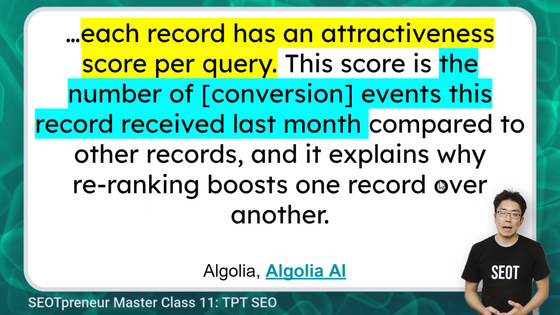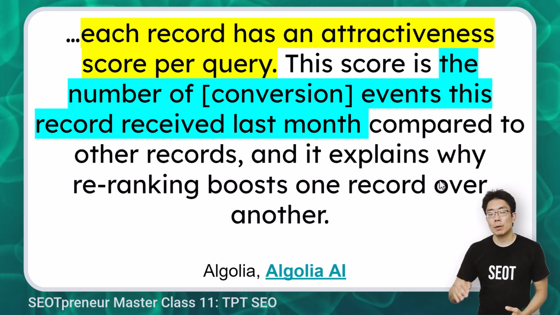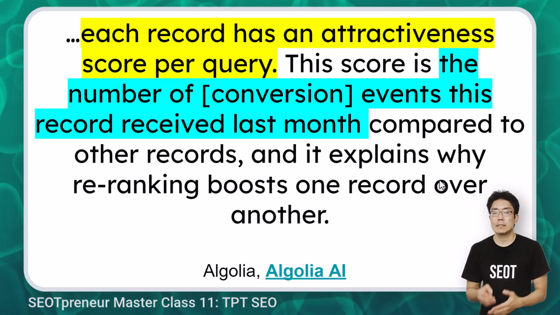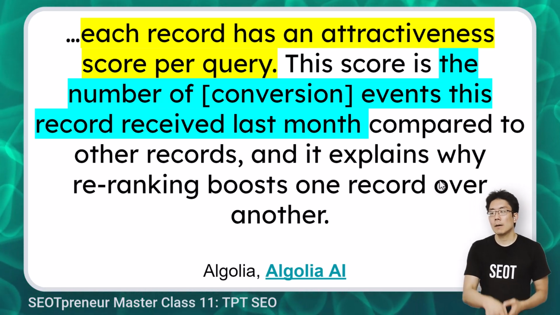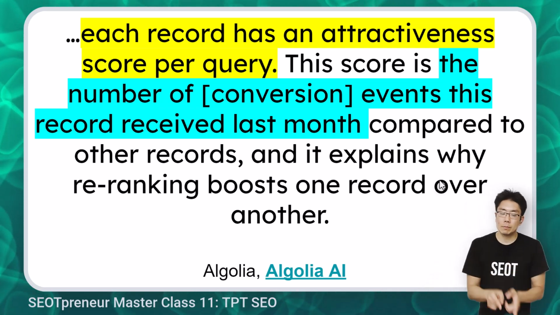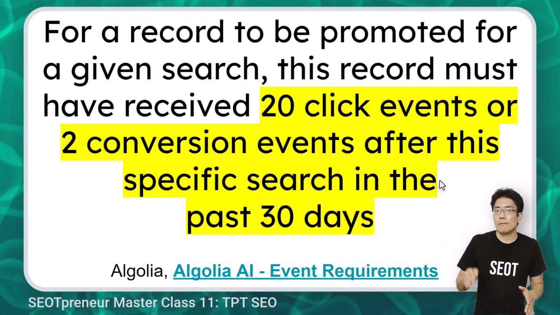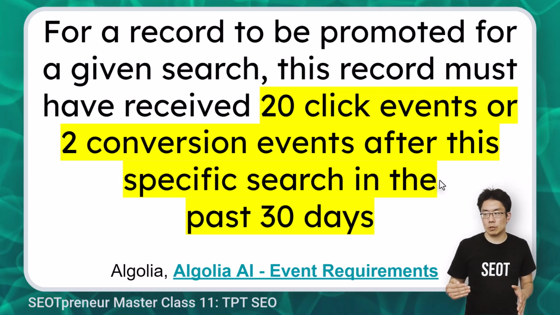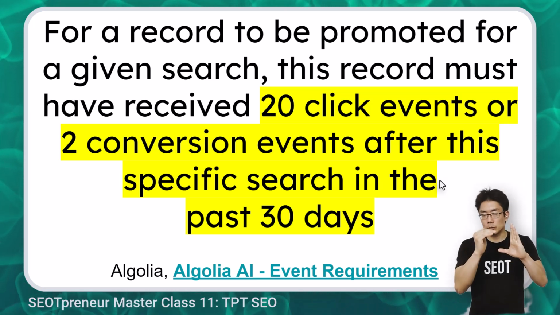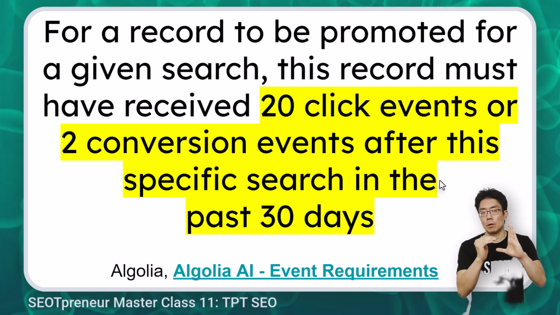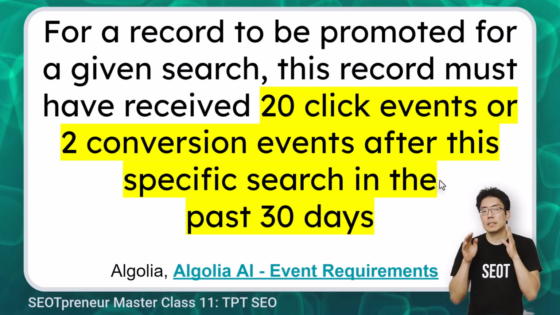The Algolia AI manual tells us that each TPT product has an attractiveness score per search term. And the attractiveness score is the number of conversion events that the TPT product received last month compared to other TPT products, and it explains why re-ranking boosts one record over another. The manual goes on to clarify that for a TPT product to be promoted for a given search term, this record must have received either 20 click events, so it shows up in the search listing for that search term, and 20 people have clicked it in the last 30 days, or 2 conversion events, and this is search specific.